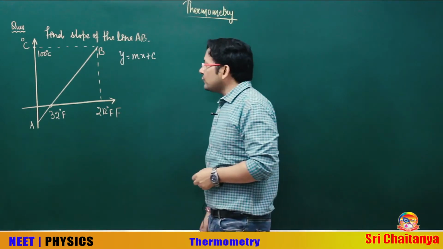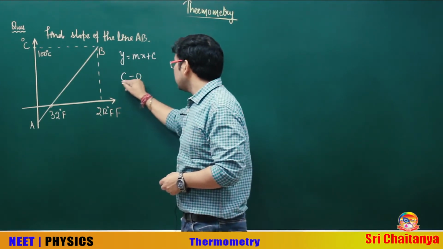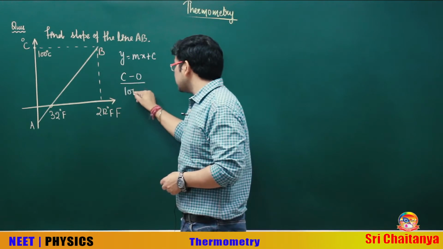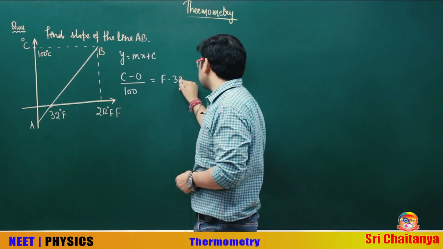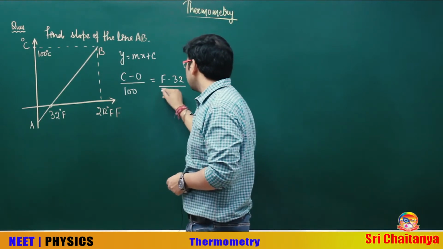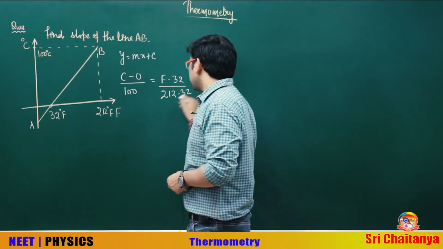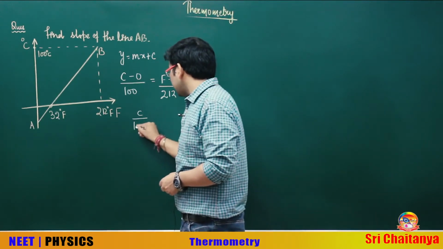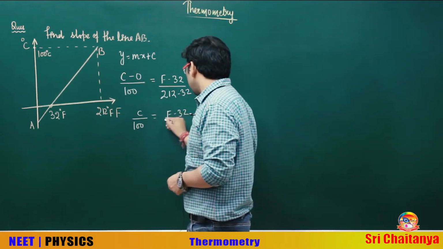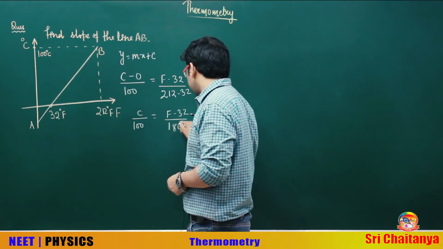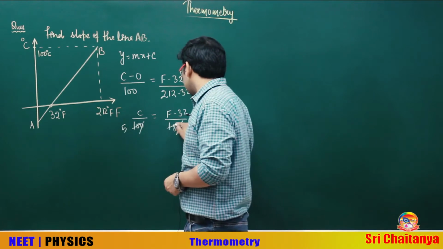This is the standard equation. Fine. Now if you see the relation, what relation? C minus LFP upon total number of divisions. Same for F minus LFP, the lower fixed point was 32 degrees Fahrenheit, upon 212 minus 32. So basically C by 100 is equal to F minus 32 upon 180. This is cancelled. This is 5 from 2's table, this is 9.